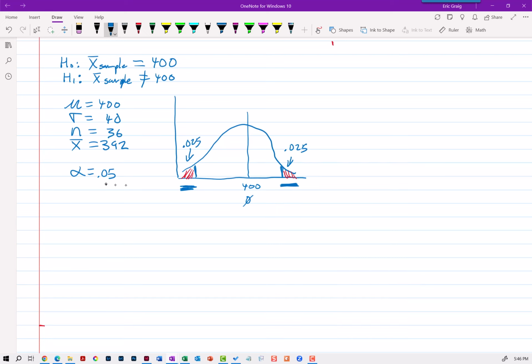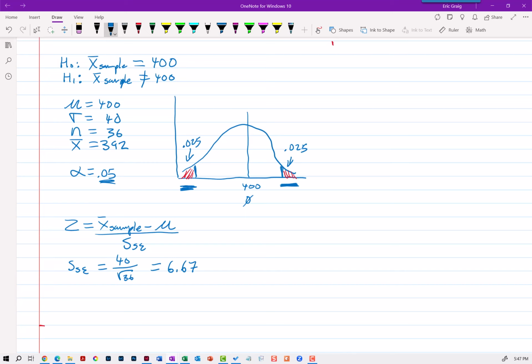Okay, let's do some computations. I won't bother to write out the formula. Well, I will write it out. What the heck? Sample mean minus the population mean divided by the standard error. Okay, so the first thing we need to do is calculate that standard error. In this case, that's going to be 40, our population standard deviation, divided by the square root of our sample size, or 36. And this, once you do the arithmetic, you'll see is going to equal 6.67.